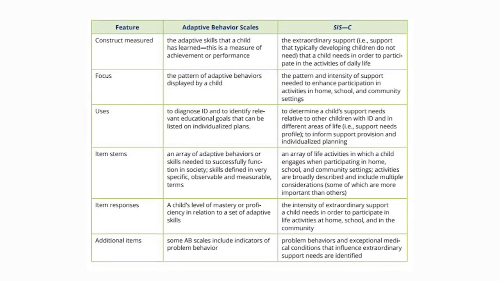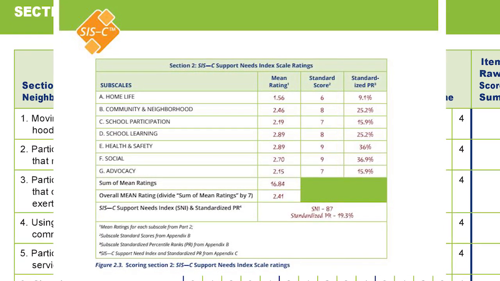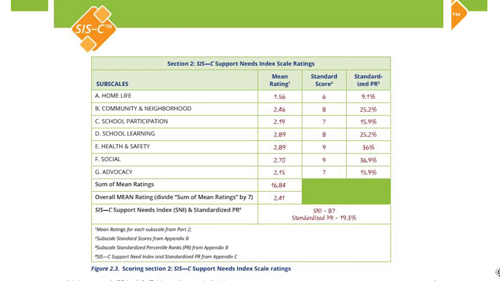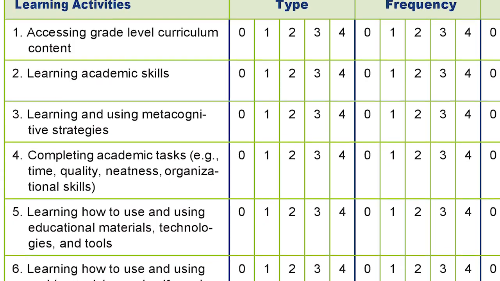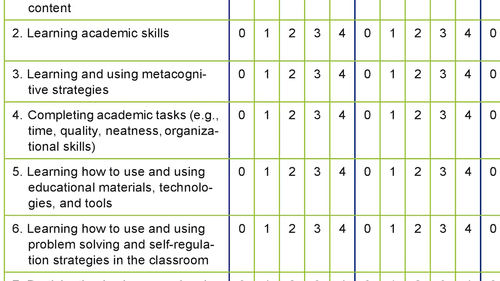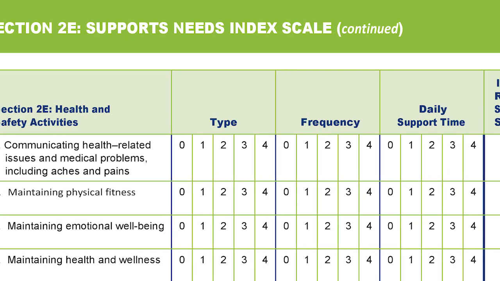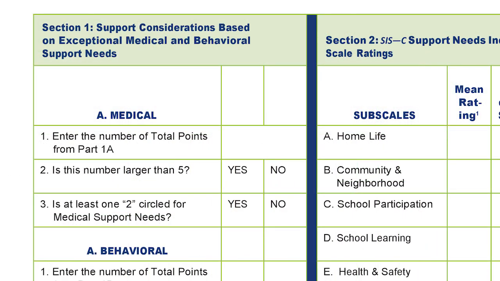For the SIS-C, it's comprised of a number of different items that are organized in different life domains that are going to be important for children. Things like home living, community living, school learning, school participation. And within each of these domains, a number of questions are asked. And people that know the child well provide ratings on 3 dimensions. So the type of support needed, the frequency of support needed, and the daily support time. And then those ratings are aggregated together and used to generate scores.